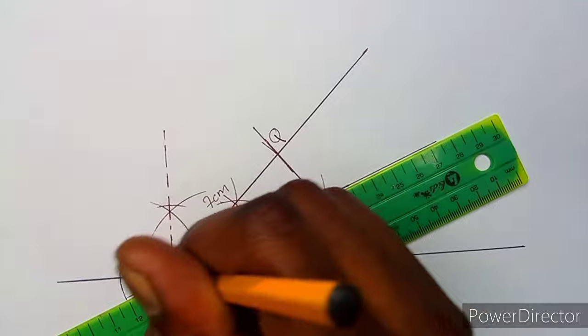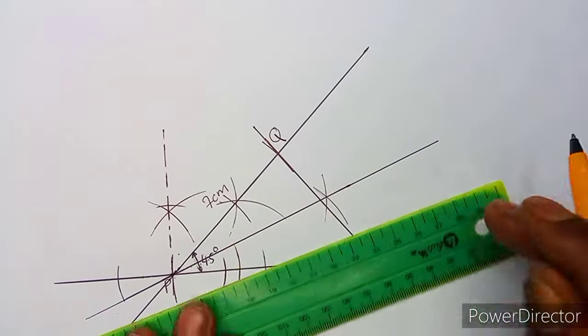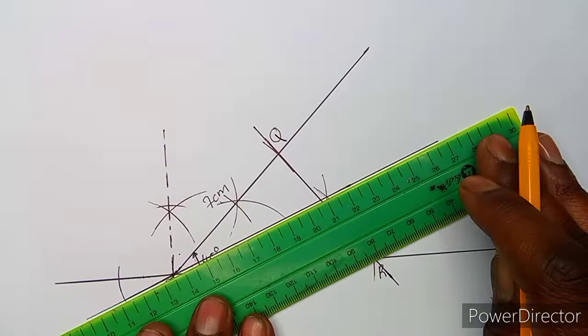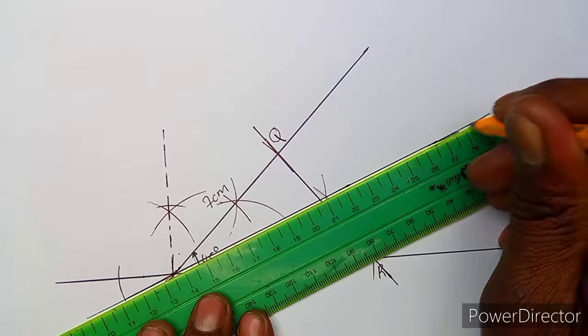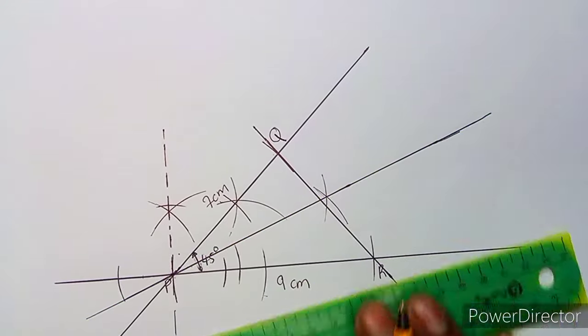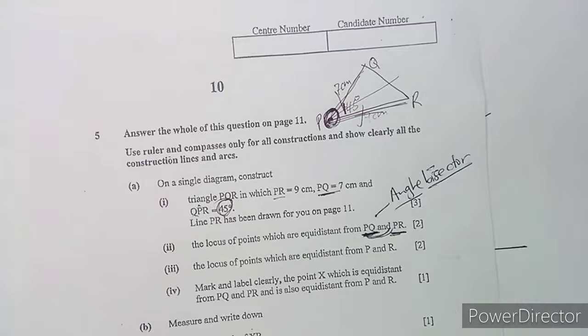So this is what I'm going to have, just like this. Okay, so by bisecting this, I have divided this angle into two equal parts. So what you do is just bisect your angle like that. You are done.